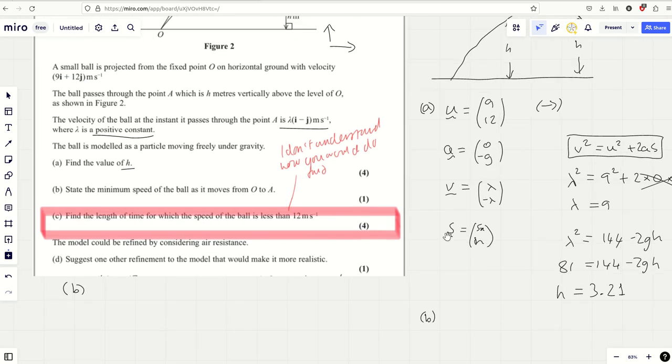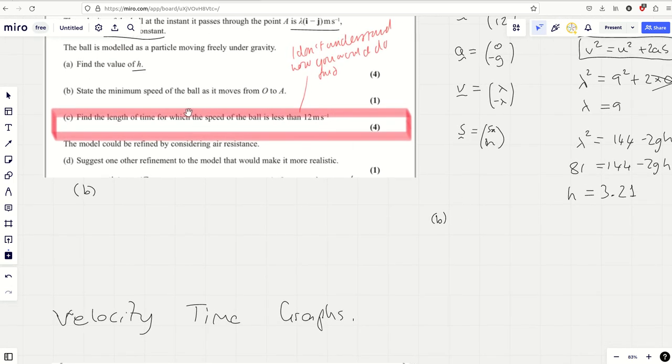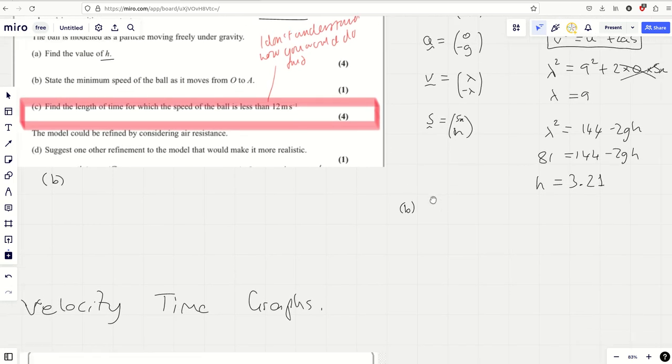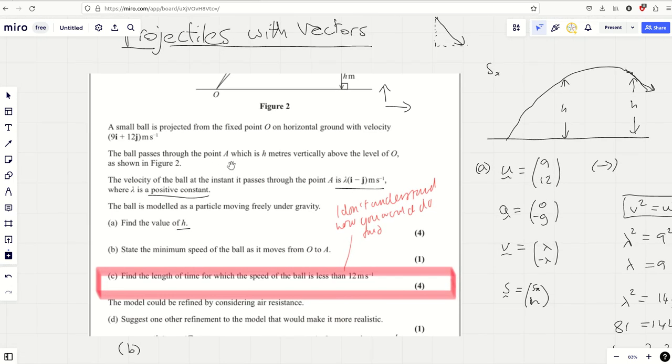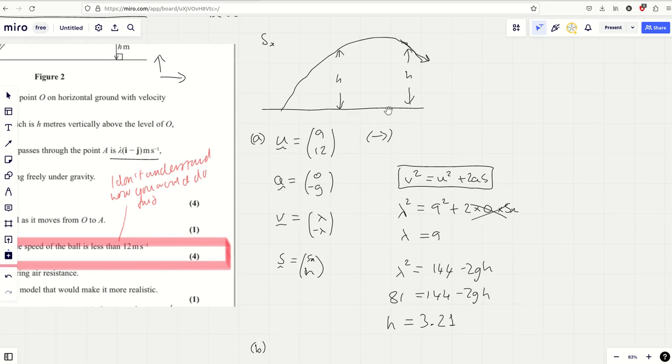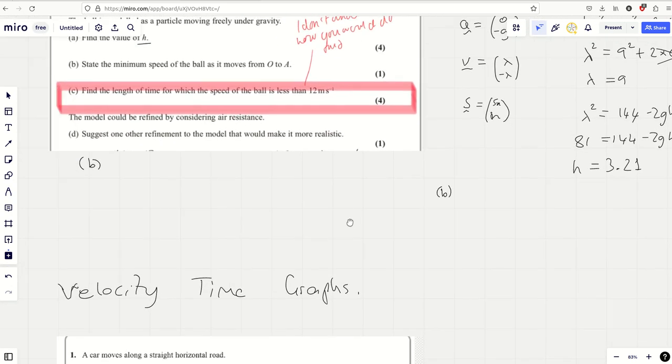Okay, so let's do B first. The minimum speed of the ball as it moves from O to A. Now A, where is A? Ball passes point A. Oh, it's at H meters, yeah. So A is on its way down, and I've realised it's not on its way up. I couldn't see your diagram, but it's definitely on its way down, because I was saying about the velocity being at 45 degrees. So this is the point A, is it there? Okay, right.